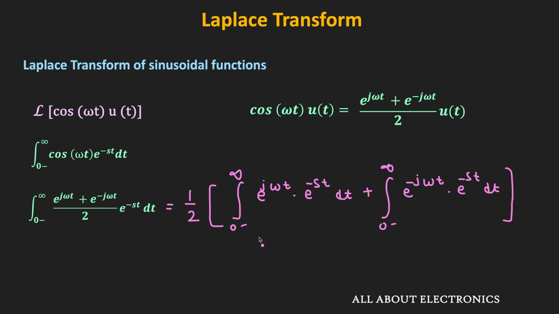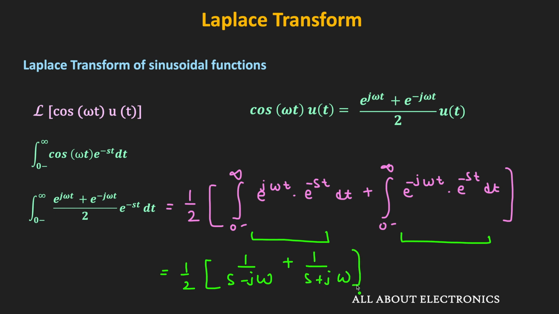So as you know, this term is the Laplace transform of the function e to the power j omega t, and likewise this integration is the Laplace transform of e to the power minus j omega t. So we know that the Laplace transform of e to the power j omega t is equal to 1 divided by s minus j omega, and likewise the Laplace transform of e to the power minus j omega t is equal to 1 divided by s plus j omega.